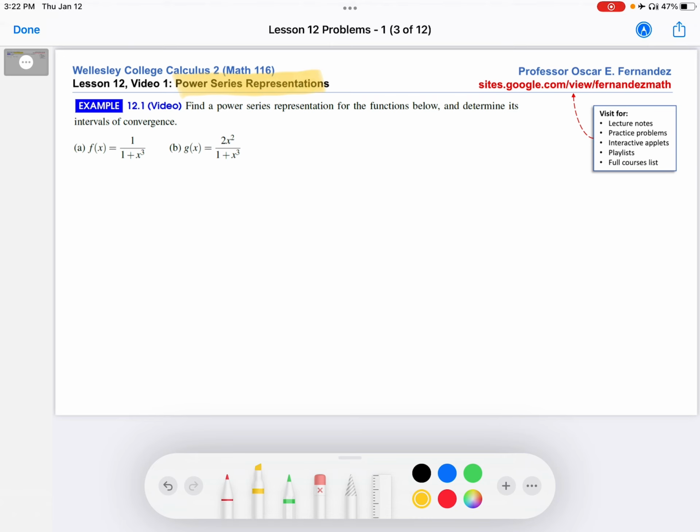These examples are going to come from lesson 12, and the notes for that lesson are available on the website. Also, you'll find these other things on there as well. Power series representations is a topic that we've gotten to after investigating the lesson before this, lesson 11.